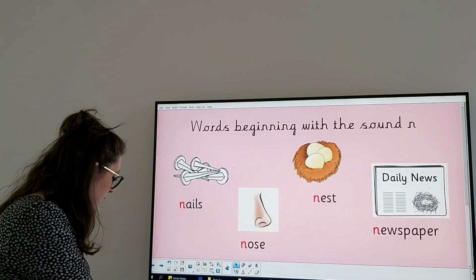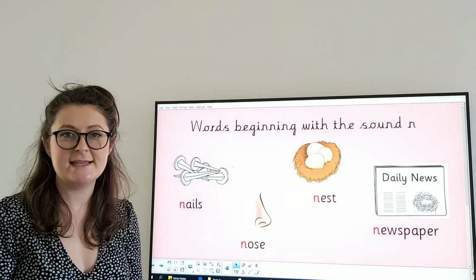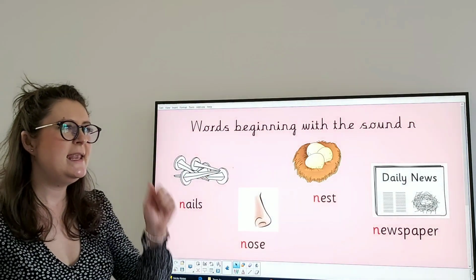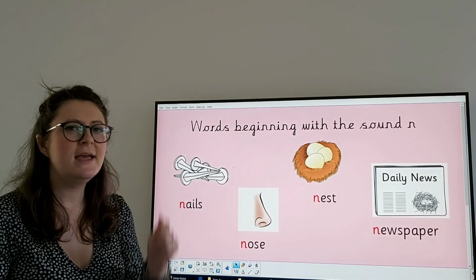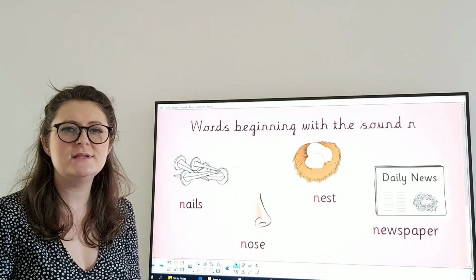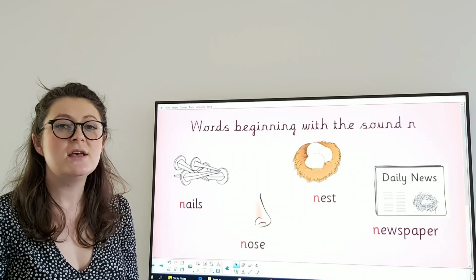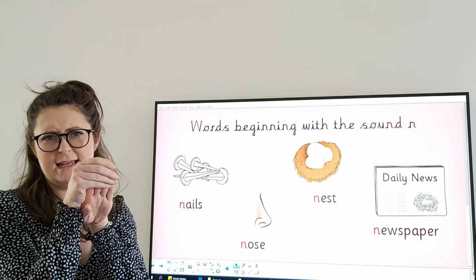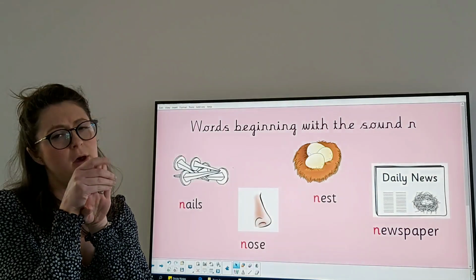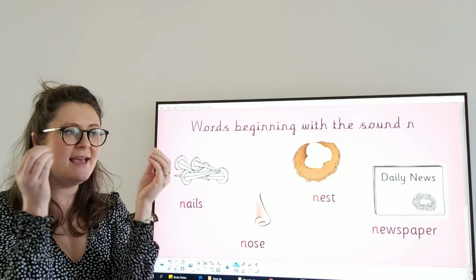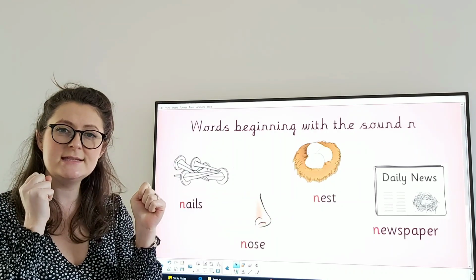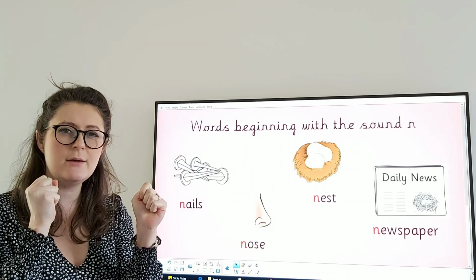Right then, let's look at some words beginning with that sound. Now, I've got some nails here. Nails you might hammer into the wall. Nails, can you hear that sound at the start? You've also got nails on your fingers, but it's a different sort of nail, isn't it? Because that word's got more than one meaning. Your nails, have a little look at your nails on your finger. And can you hear the sound at the start when you're saying that word?